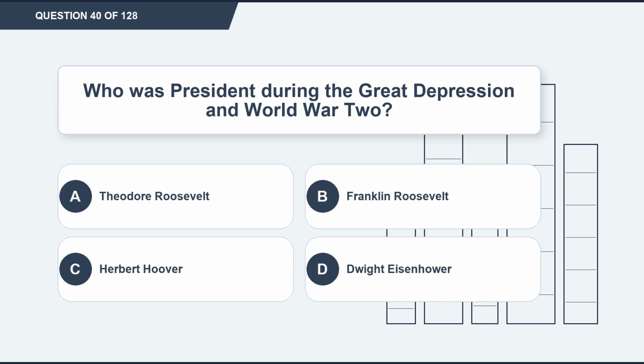Question 40. Who was president during the Great Depression and World War II? Option A. Theodore Roosevelt. Option B. Franklin Roosevelt. Option C. Herbert Hoover. Option D. Dwight Eisenhower. The correct answer is option B.